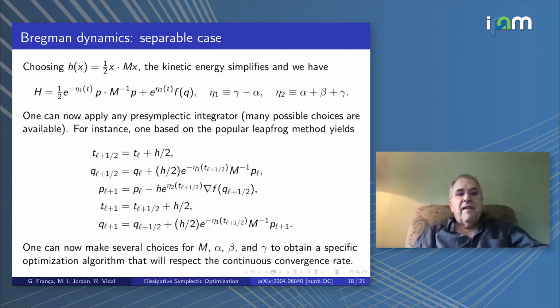Okay. If in particular we choose the h of x to be a kind of classical kinetic energy with a mass matrix, the overall Hamiltonian simplifies as shown at the top of the page now. We can apply any presymplectic integrator or any symplectic integrator to the larger conservative system. Here's one based on the leapfrog method out of the symplectic literature. That's just an explicit thing you can now put in MATLAB or your favorite language and go ahead and integrate this now dissipative system.